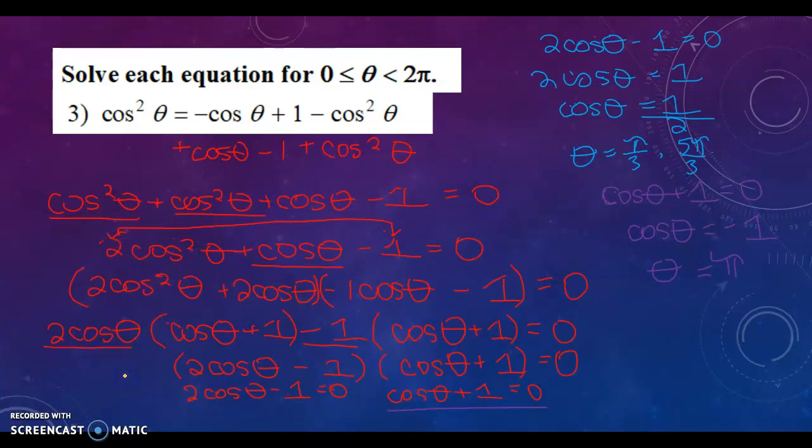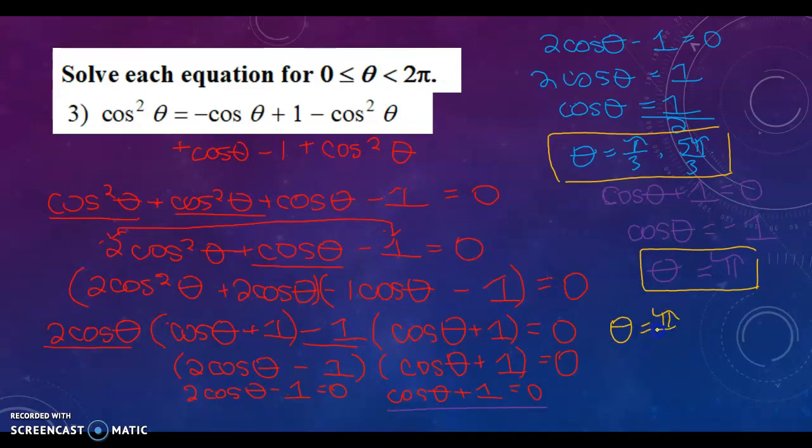Right, so for this problem, I actually end up with 3 different solutions. Right, I have theta equals pi over 3, pi, and 5 pi over 3. And those are my final answers.